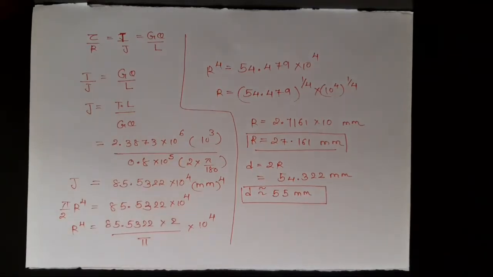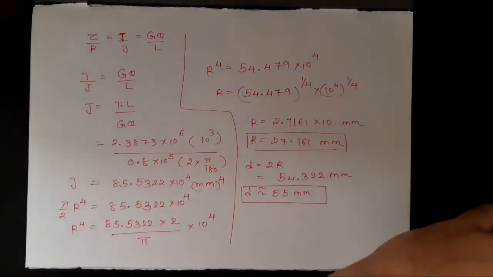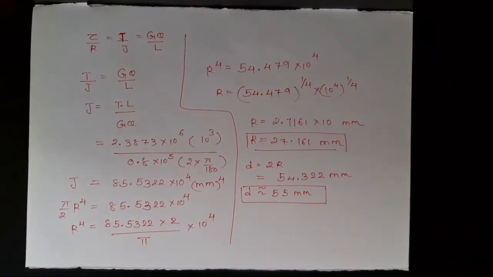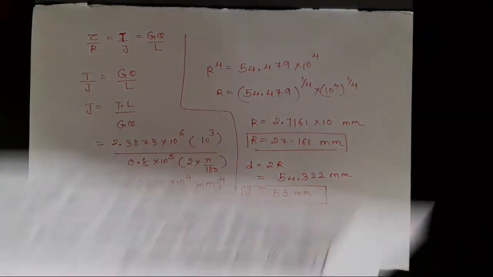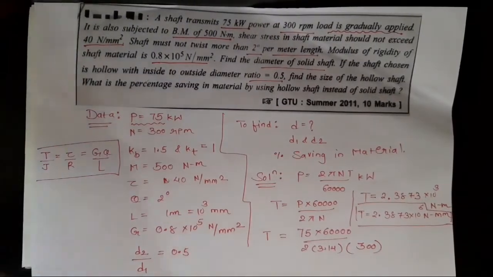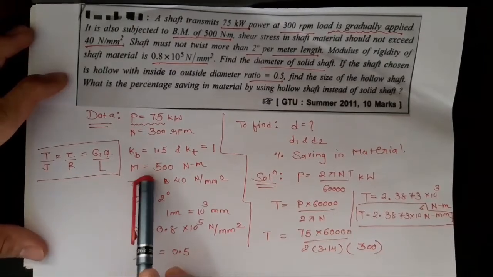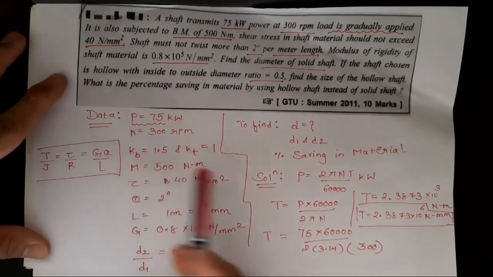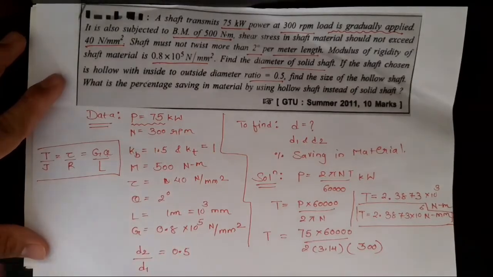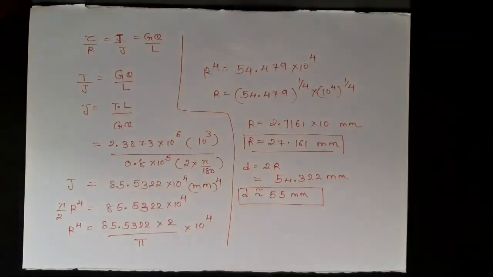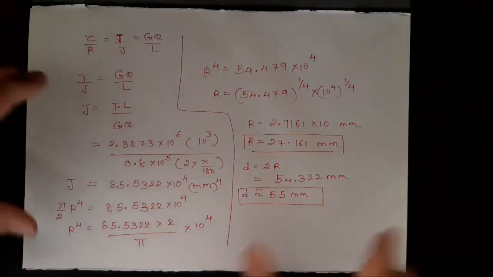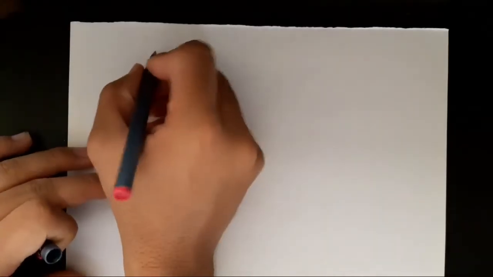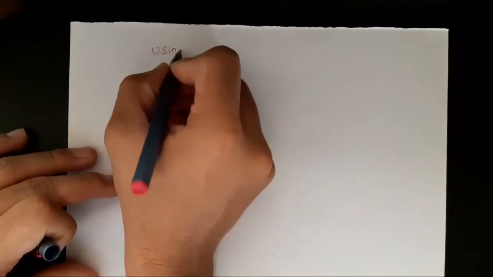As we can see in the given data, the bending moment is also mentioned. We have the bending moment M, Kb, Kt. So due to that, we have to find the diameter of the solid shaft by the ASME code also. So now we will find the diameter of the shaft by the ASME code.